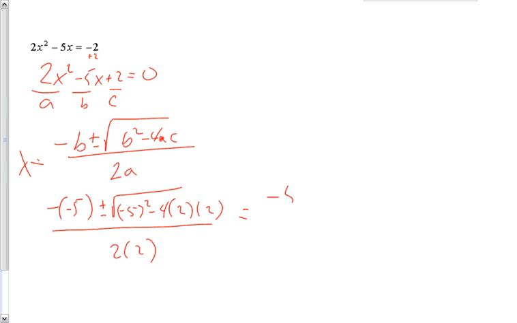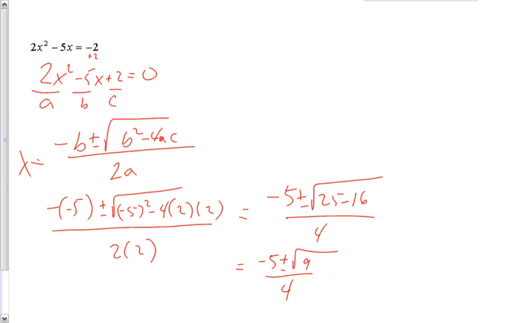That's negative 5 plus minus the square root of 25 minus 4 times 2 times 2, which is 16, all over 4. Which equals negative 5 plus minus the square root of 9 over 4. Hey, it's the square root of 9. I know that number. Negative 5 plus minus 3 all over 4 is x.